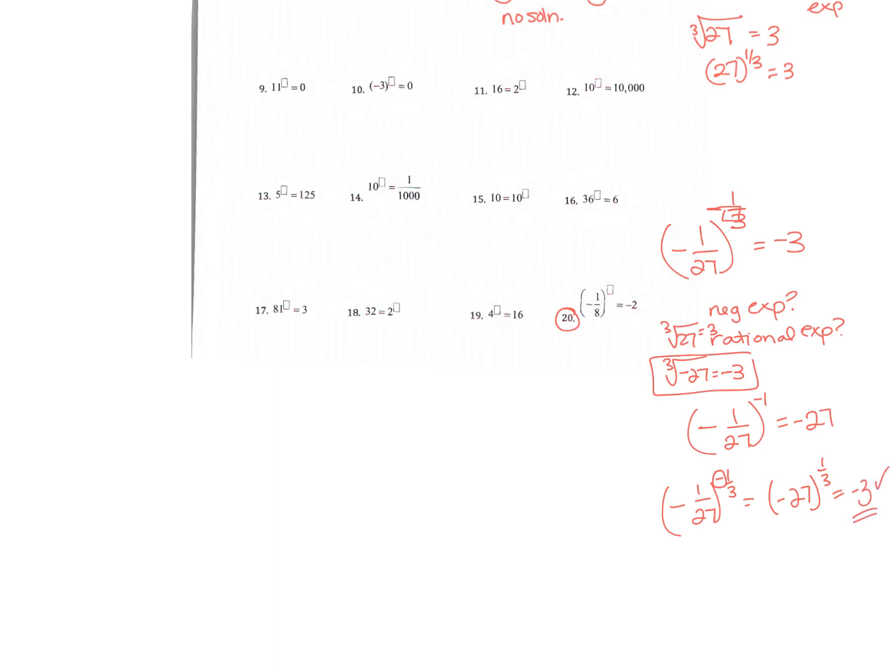So it does look like, and let me change the color of my pen so it sticks out, it does look like this was a rational exponent, and it was a negative rational exponent. Those are some thoughts that might help you on number 20.